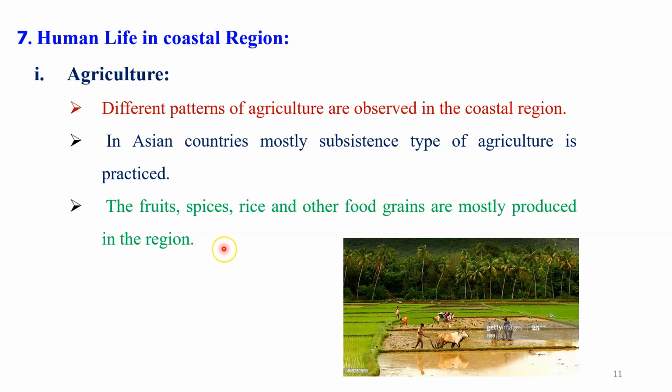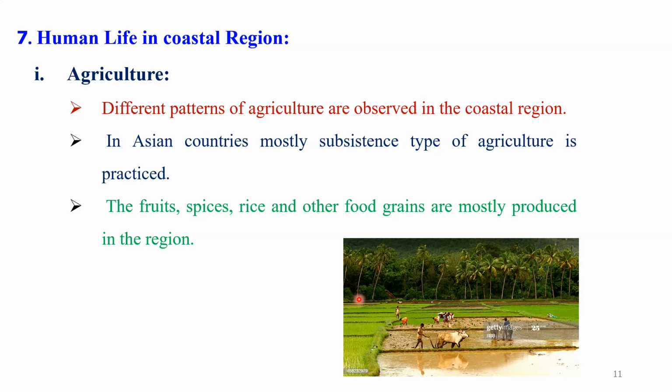And one important thing about that, fruits, spices, rice, and other food grains are mostly produced in this region, because the climatic conditions, soil fertility, availability of rainfall, everything is very favorable for the flourishing of agricultural activity. But one thing is very important, that each and every coastal region doesn't have agricultural activity.